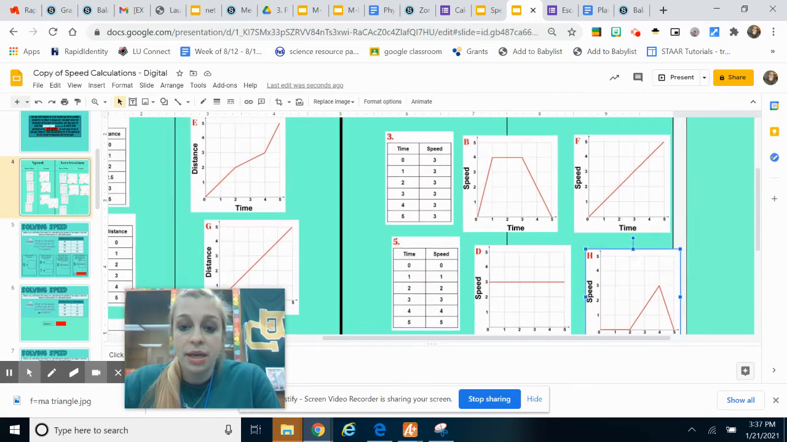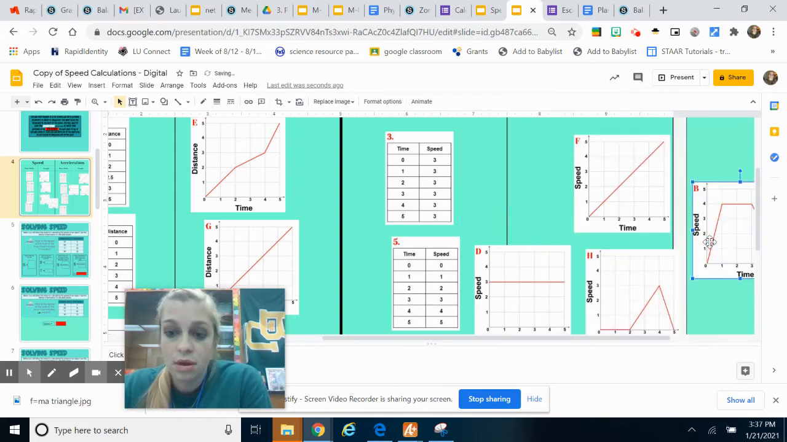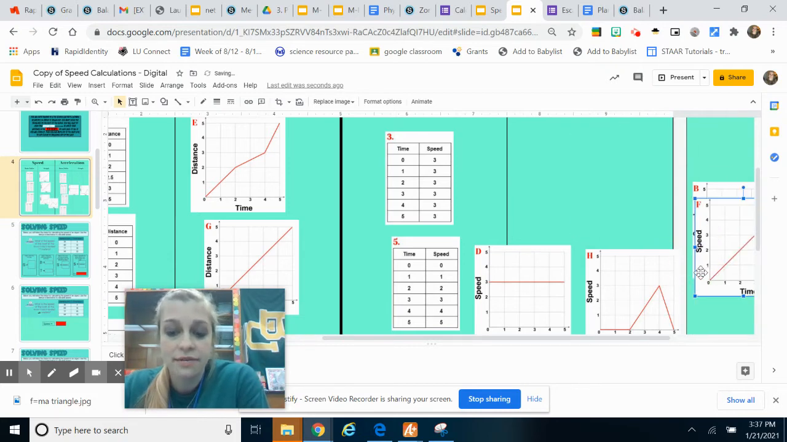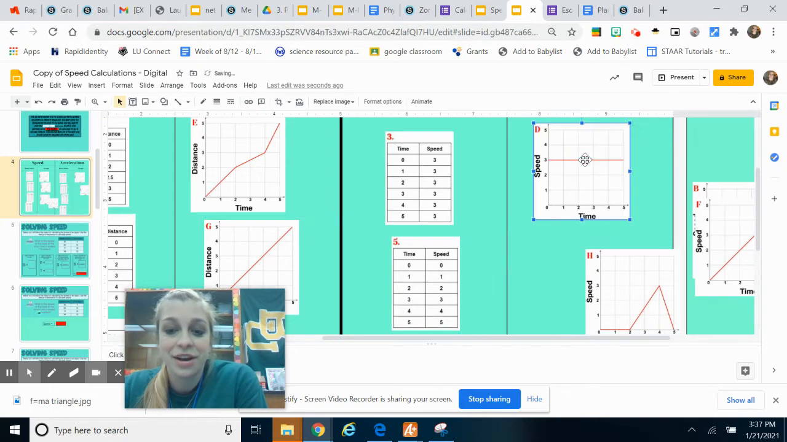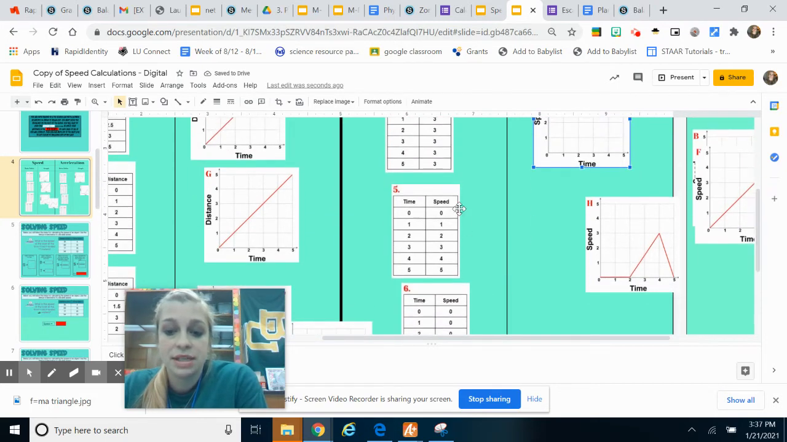Okay, so on graph B, at a time of 0, the speed is at 0. So that's not right. So it's not B. Get out of here, B. This graph, at a time of 0, the speed is at 0. So it's not F. Get out of here, F. This graph, at a time of 0, the speed is at 3. And the speed stays at 3. So there we go. Let's do one more. At a time of 0, the speed is at 0. At a time of 1, the speed is at 1. This graph shows at a time of 1, the speed is at 0, so that is not correct.